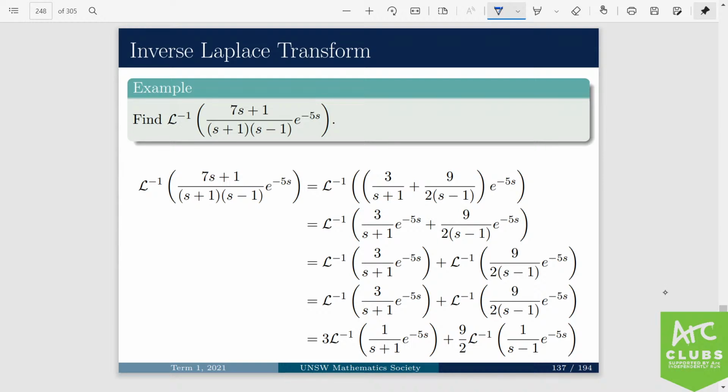Then I expand down to here, and then I apply linearity, and then I separate them into 2. And then what have I done between this step and this step? It doesn't look like I've done anything. That's right. I think we can ignore this one. And then I've just taken the constants out the front.